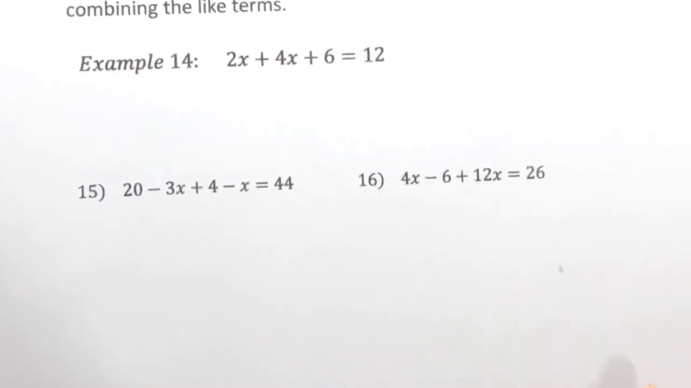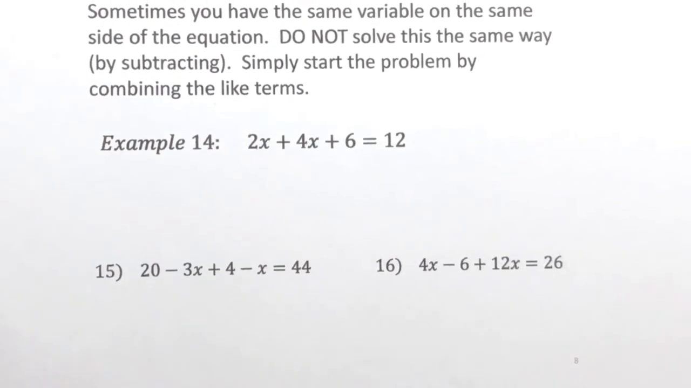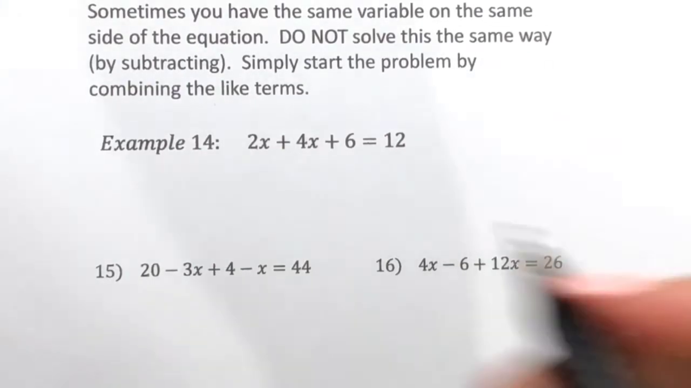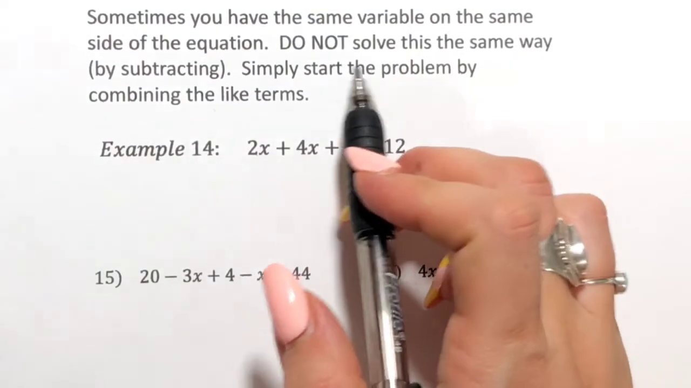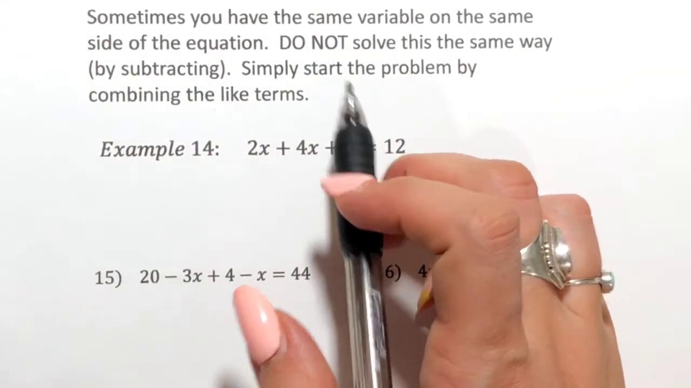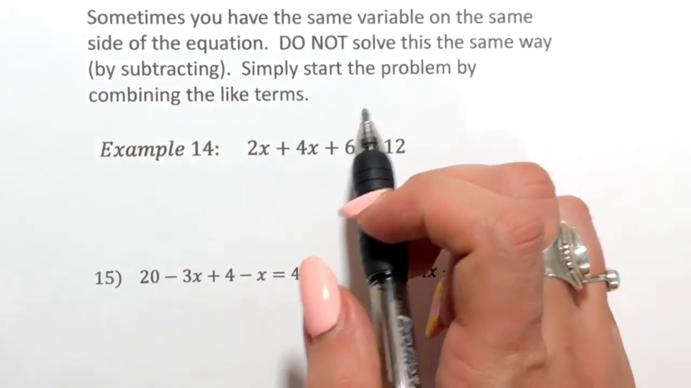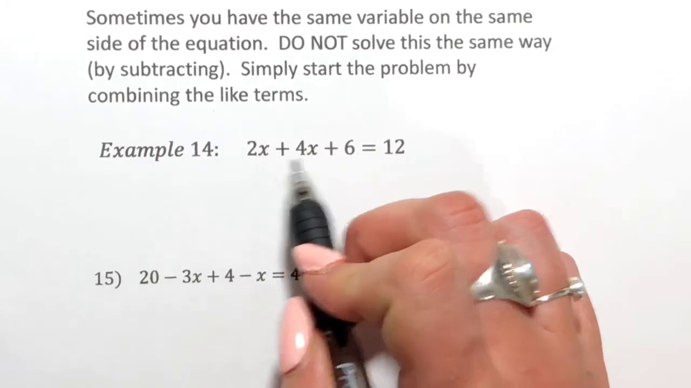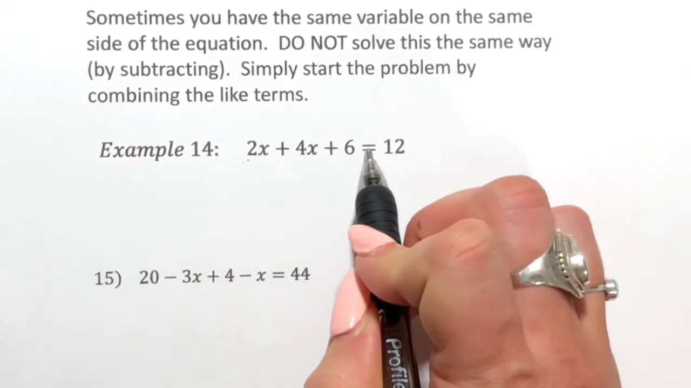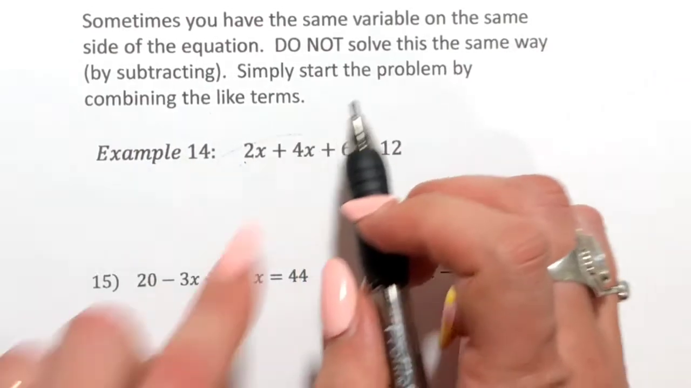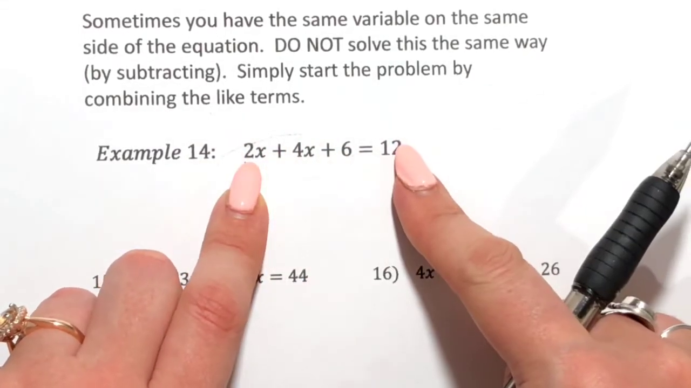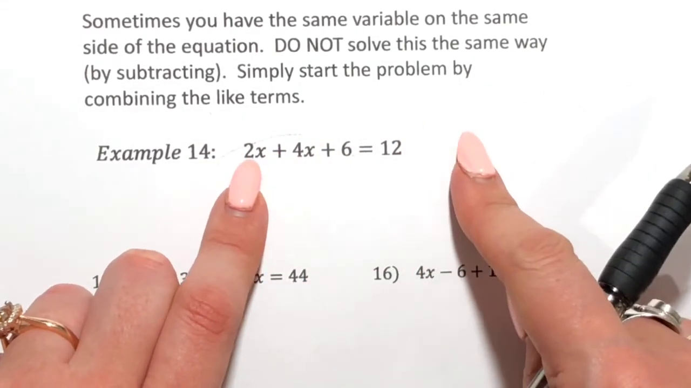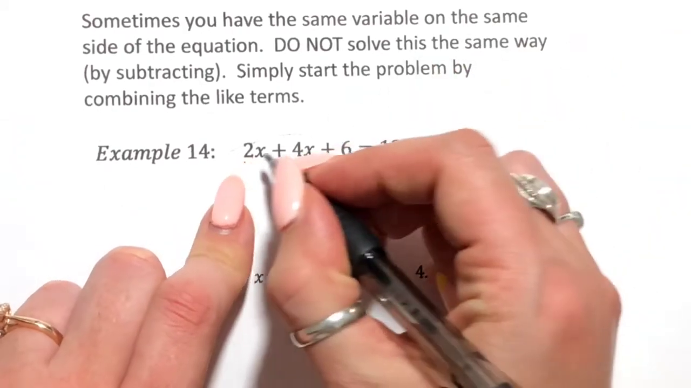Okay, really quick, sometimes you have the same variable on the same side of the equation. So don't solve the problem the same way as we were just doing those last ones. We don't need to move it to a different side if they're already on the same side. So like if I look at this problem here, both of these x's are on the left side of the equal sign. So if I started moving one of them over to here, that would just make my problem more messy.